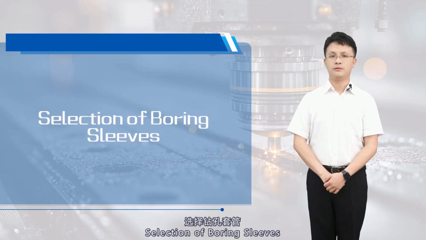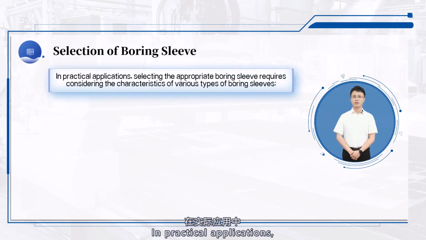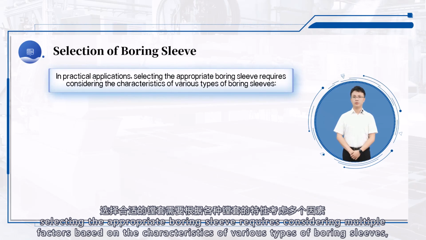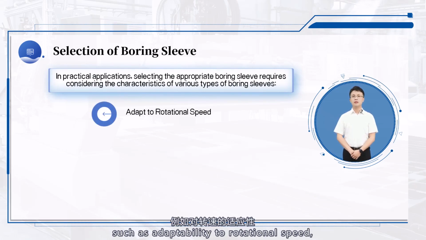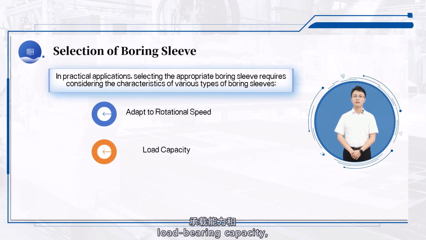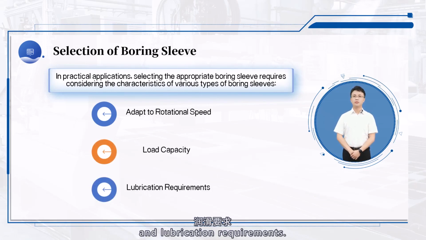Selection of boring sleeves. In practical applications, selecting the appropriate boring sleeve requires considering multiple factors based on the characteristics of various types of boring sleeves, such as adaptability to rotational speed, load-bearing capacity, and the lubrication requirements.